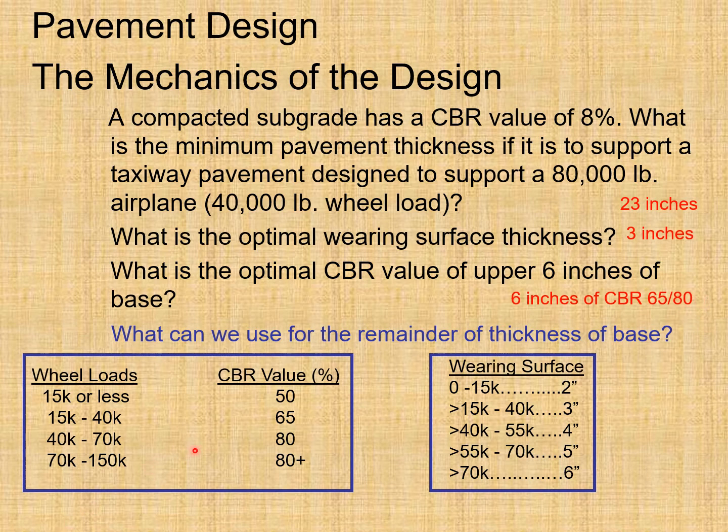And then there is another point which has been added. What can we use for the remainder of the thickness of base? For the top 6 inches, we are recommending the material which has a CBR value from 65 to 80. If you want to remain on the safer side, you can opt for 80, because the higher the value of CBR, the better the material. So what can we use for the remainder of the thickness of base? That is the question, and we will solve this on the next slide.